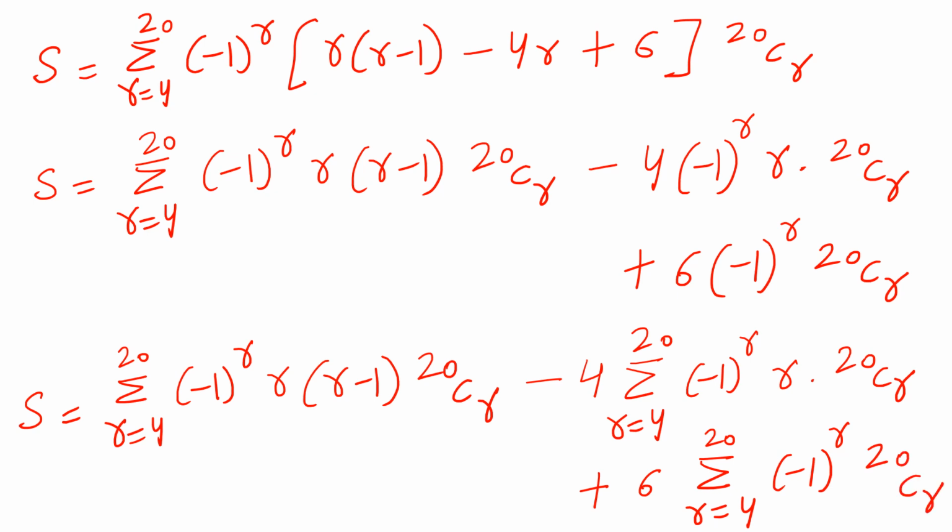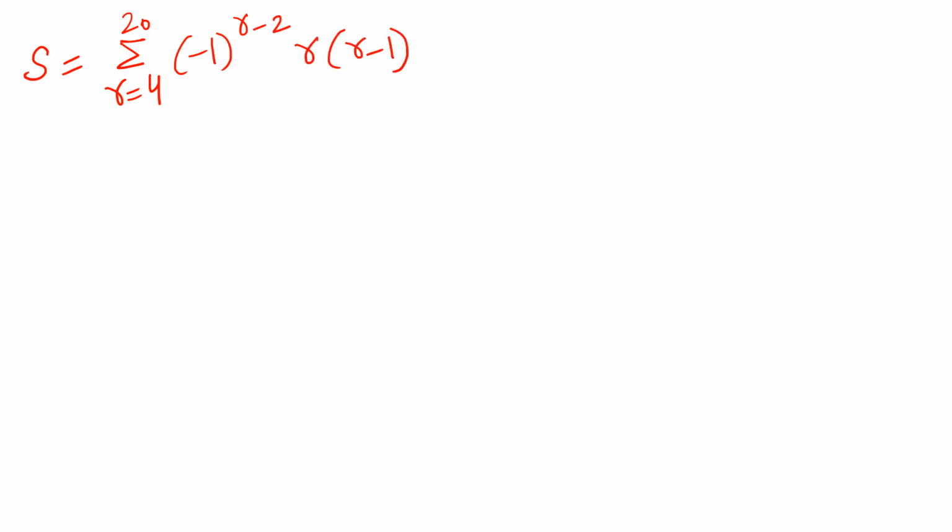Now students, we will use the properties of binomial coefficients and find the values of these three summations. And finally, we will get the value of S. S equal to, now students, from the first summation, take out (minus 1) to the power 2 common. Now (minus 1) to the power 2 is plus 1. So it becomes summation r varying from 4 to 20, (minus 1) to the power (r minus 2) into r into (r minus 1) into 20Cr.